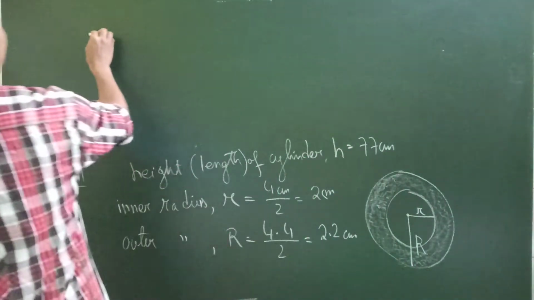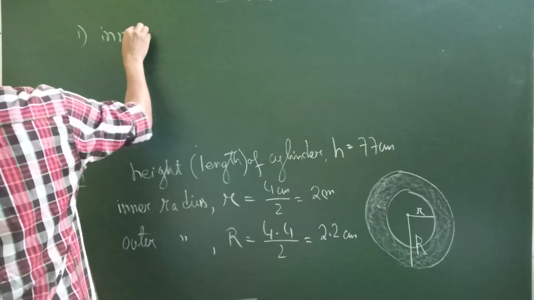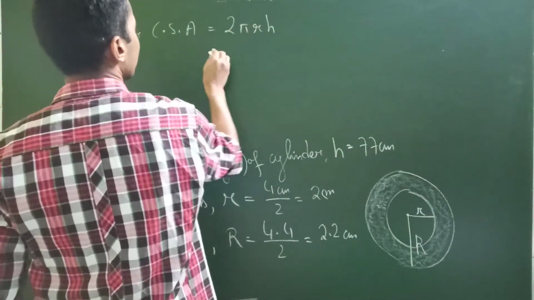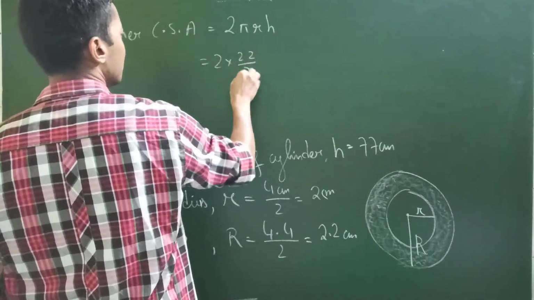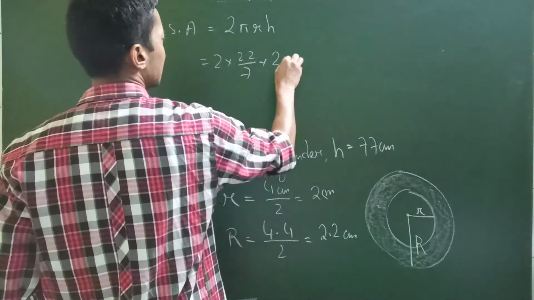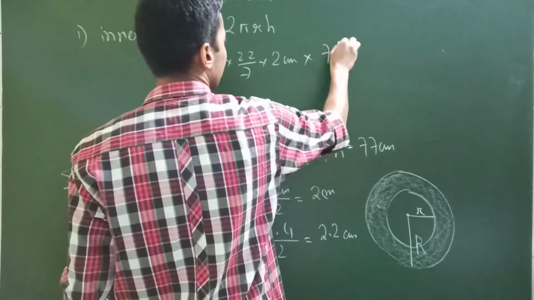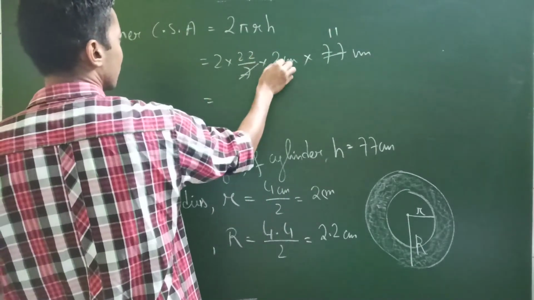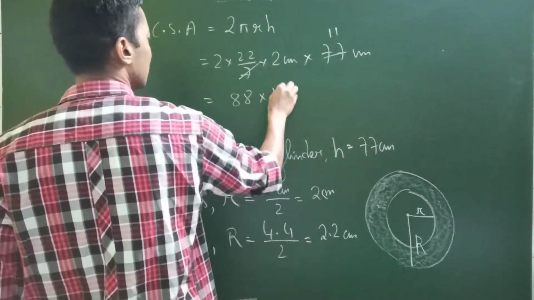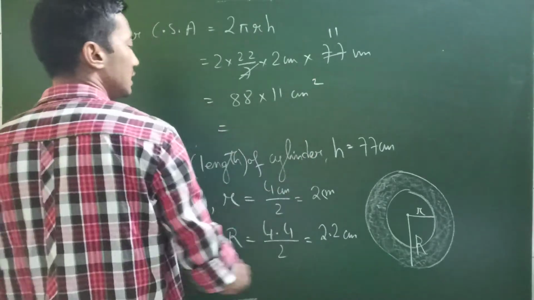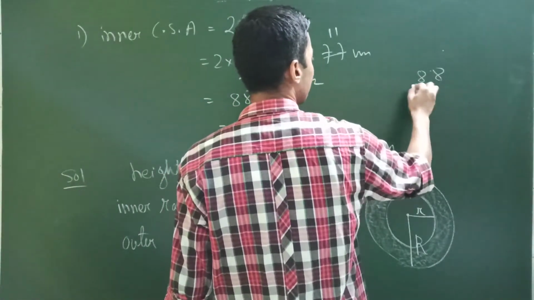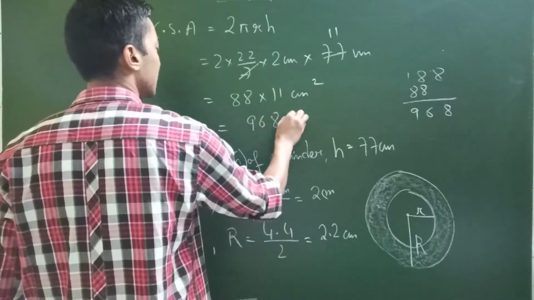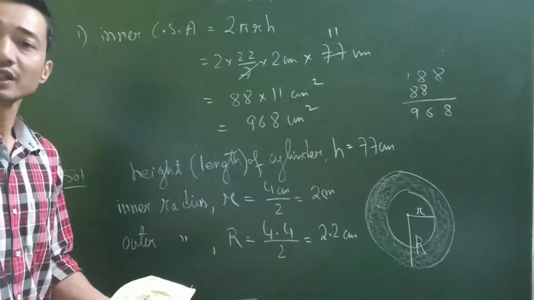So what will be number 1? Inner curved surface area. What was the formula? 2 pi r h. So that's going to be 2 into 22 by 7 into radius, which was 2 centimeter, into height or length, that is 77 centimeters, 7 elevens. So 2 twos are 4, 88 into 11 centimeters square. 88 into 11 is 968 centimeter square.